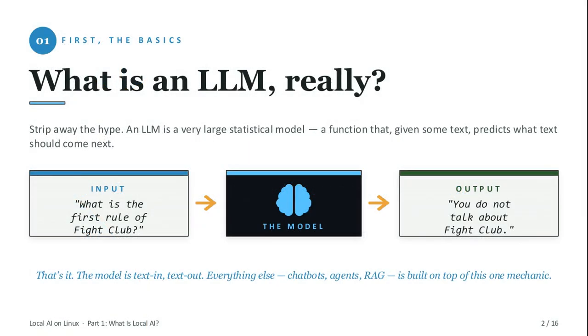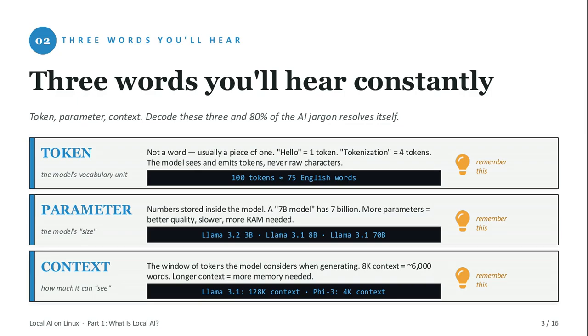Underneath all the marketing, a large language model is just a function. You feed it some text, and it predicts what text should come next. Give it, "What is the first rule of Fight Club?" and it produces the line you'd expect. That's the entire core mechanic. Chatbots, agents, retrieval systems, everything we'll build over the next 23 parts is just clever scaffolding wrapped around this one simple loop.